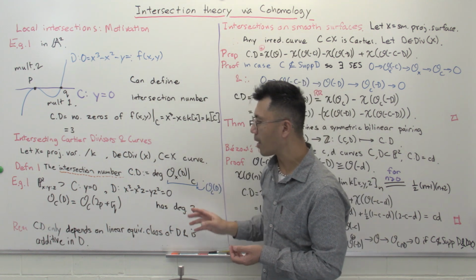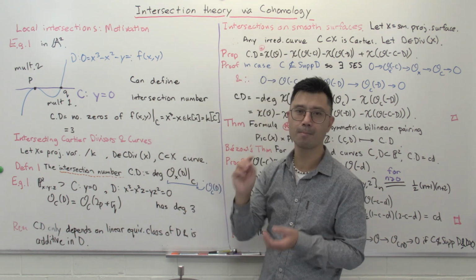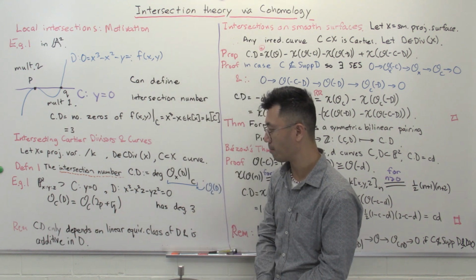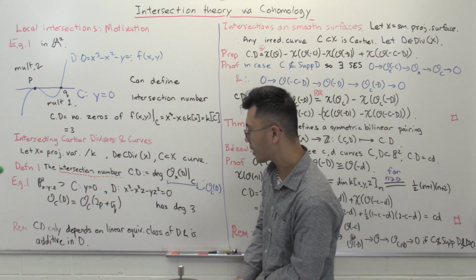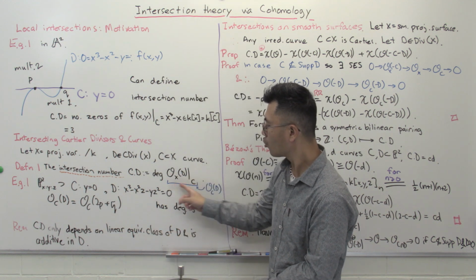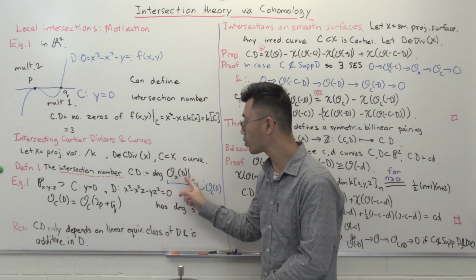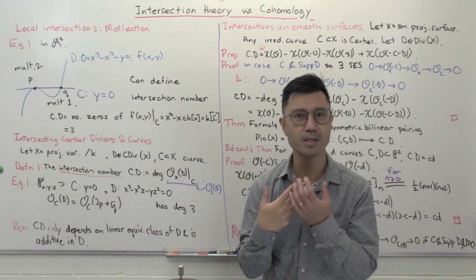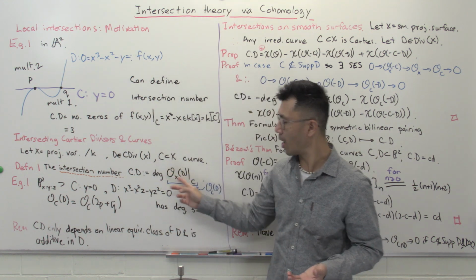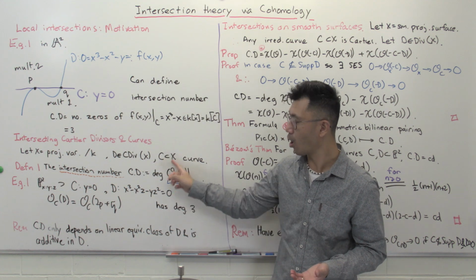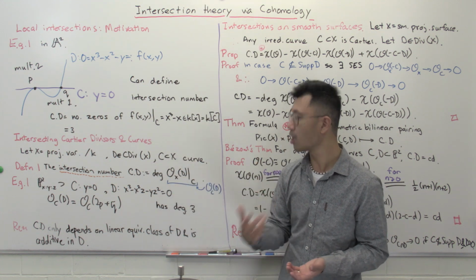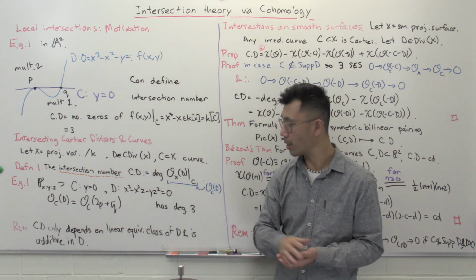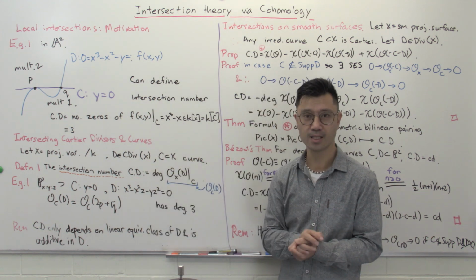What's really nice about this definition is that it immediately gives us 2 very interesting properties of this intersection number. The first one is that you only care about this invertible sheaf O_X(D). If you replace D with something linearly equivalent, the isomorphism class of this sheaf does not change. So if you change D to something linearly equivalent, this intersection number stays the same.